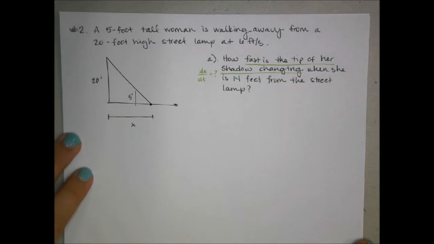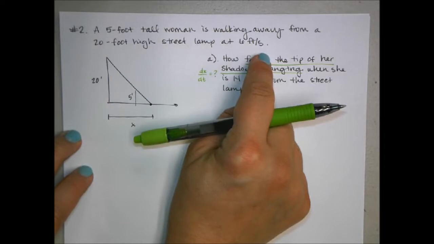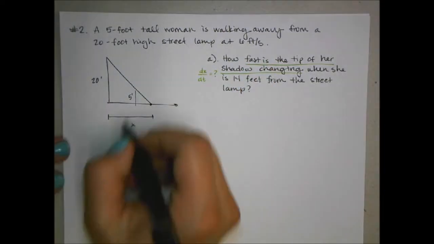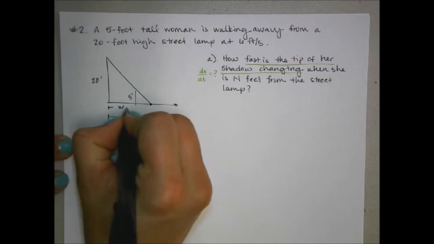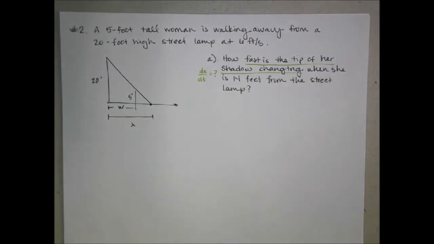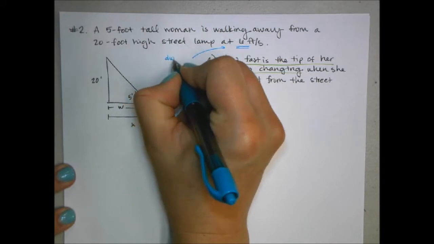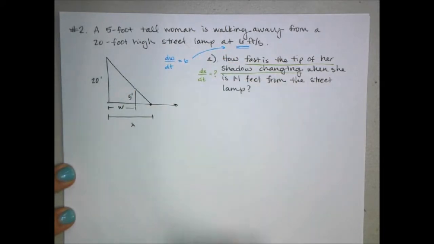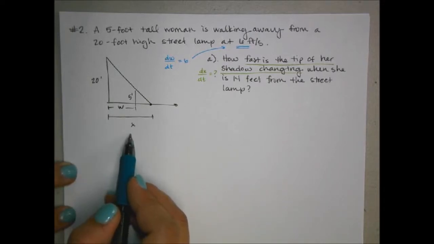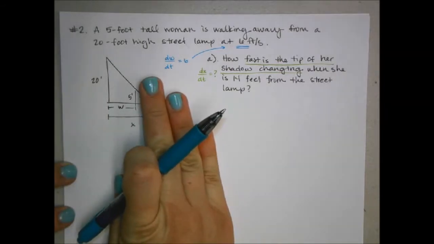Okay. We're given information about how fast she's walking away from the street lamp. So her walking is going to be this distance here between her and the street lamp. So this is w. So what they gave us here, dw/dt, is 6 feet per second. So we need some sort of equation that relates x and w together. Well, this is missing a little bit of information. This length right here of w is not part of one of my triangles here.